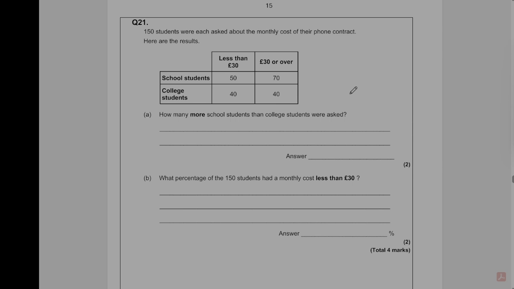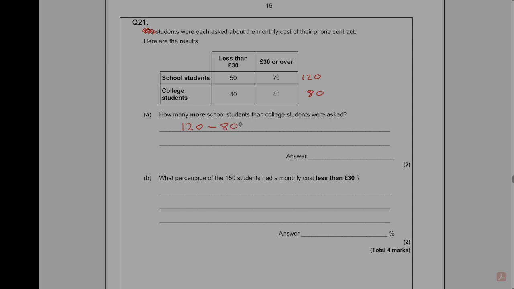Question 21. 150 students were asked about the monthly cost of their phone contract. Okay, so I've messed up there slightly. That's not going to add up to 150, but that's okay. Right, how many more school students than college students were asked? So school students, we've got 120 that were asked, and college students, we've got 80 that were asked. So how many more were asked? 120 minus 80 is going to give us 40.